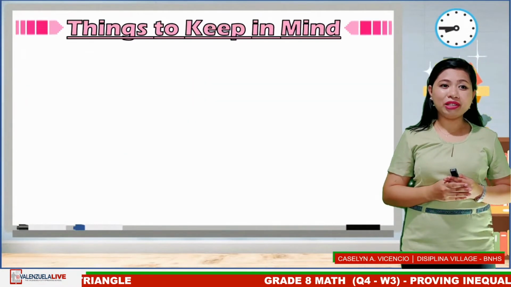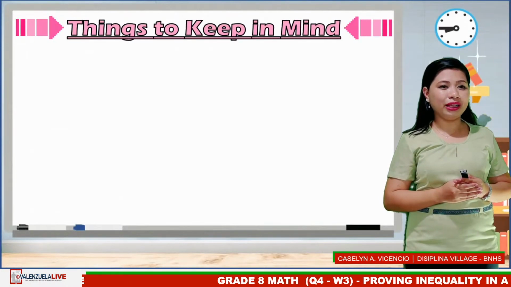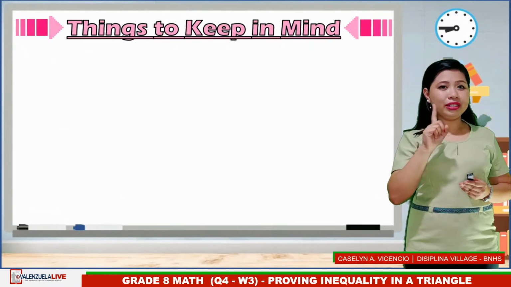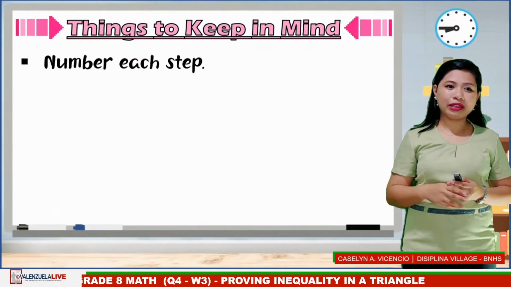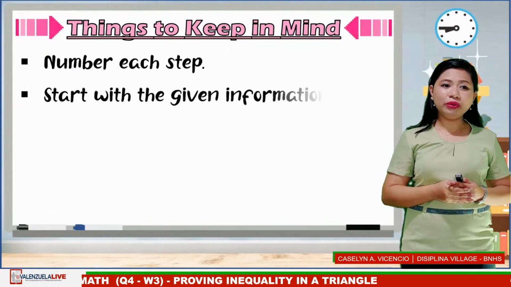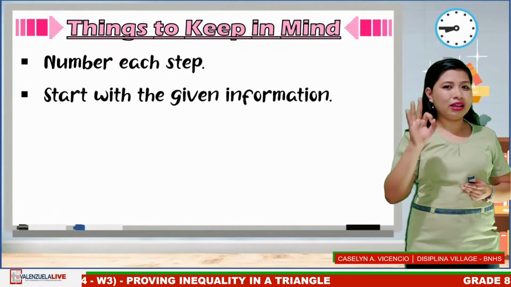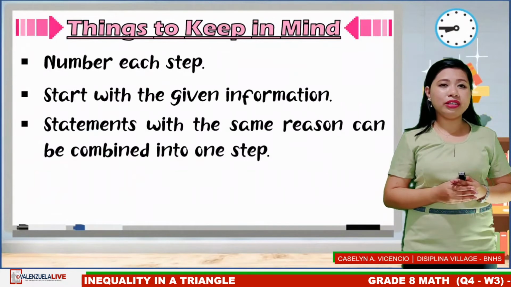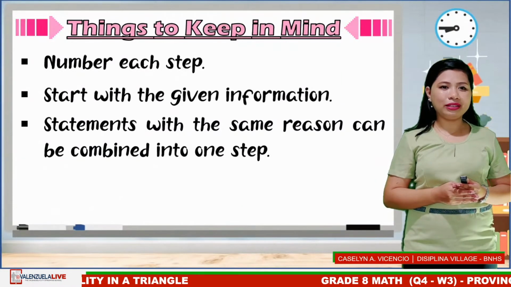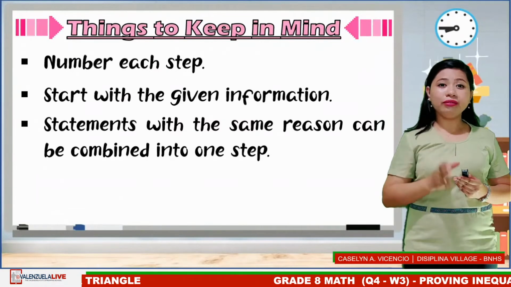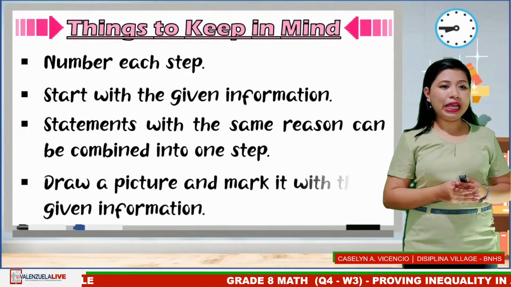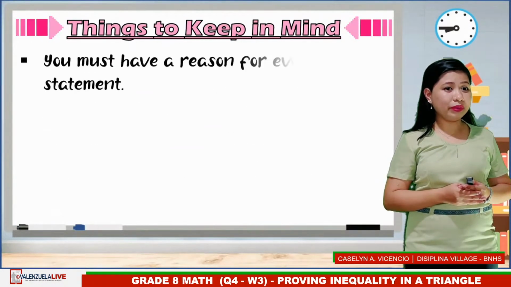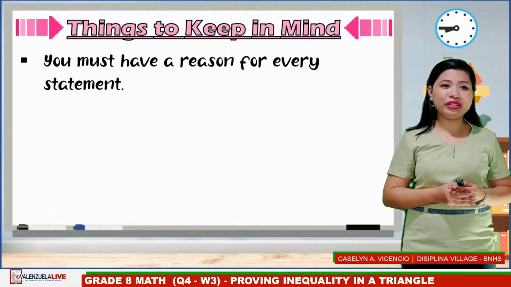To sum up today's lesson about proving inequality in a triangle, here are some things to keep in mind. First, number each step. Second, start with the given information. Third, statement with the same reason can be combined into one step. Fourth, draw a picture and mark it with the given information. Fifth, you must have a reason for every statement.